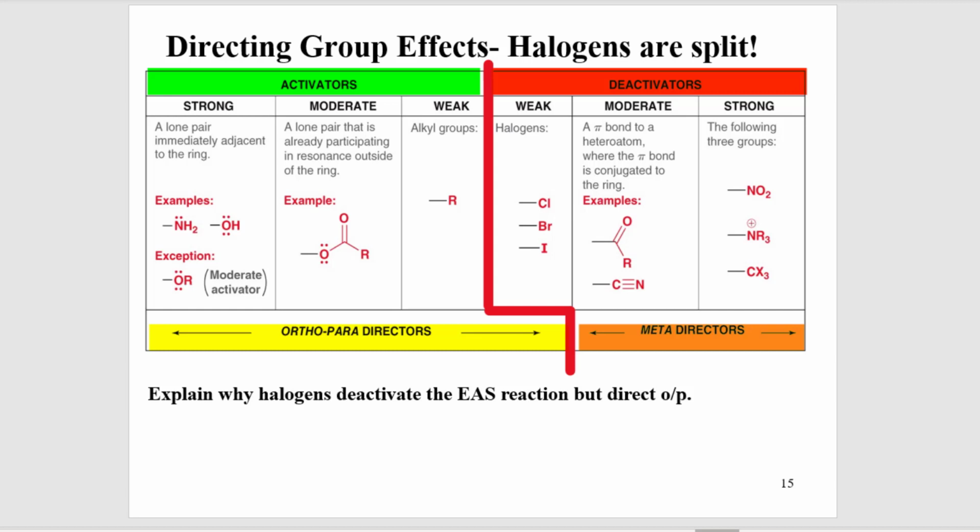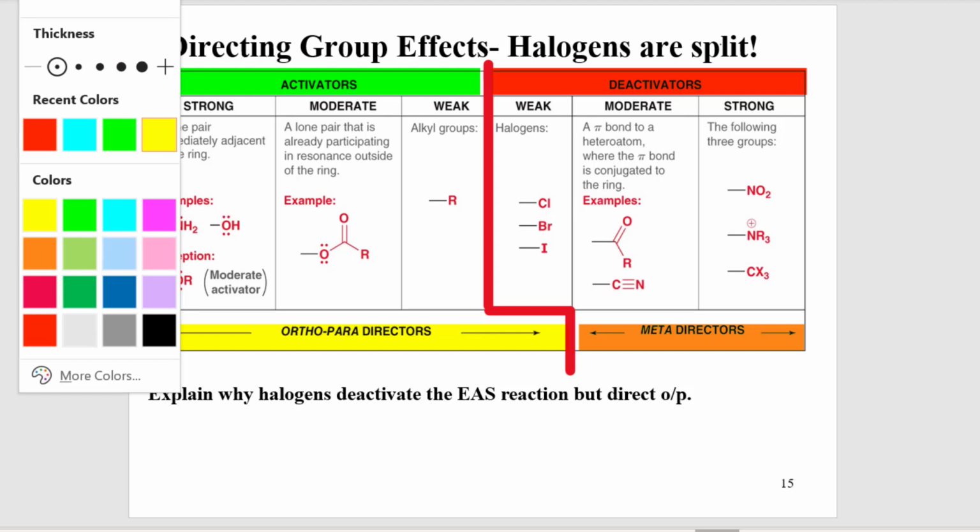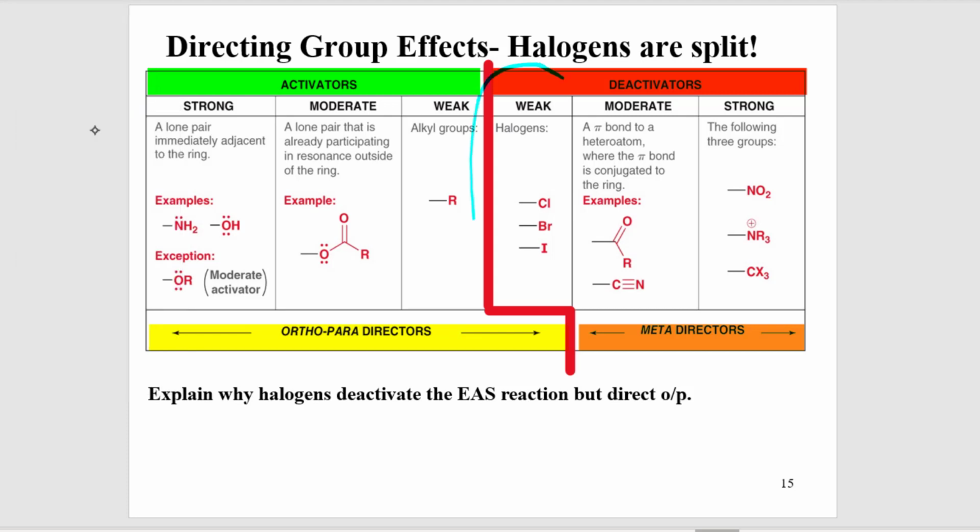Up at the top, you can see activators and deactivators. This has to do with the rate. So when I ask you about rate, you know that the ones on the left are the activators, which make things faster, and the ones on the right make things slower. Now, look down at the bottom here. Ortho-para directors and meta directors have pretty much the same trend, but there's a little bit of a hiccup here. What you'll notice is that it's this silly halogen section that causes problems.